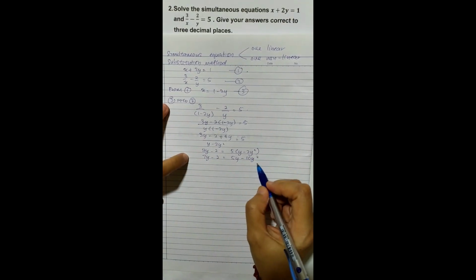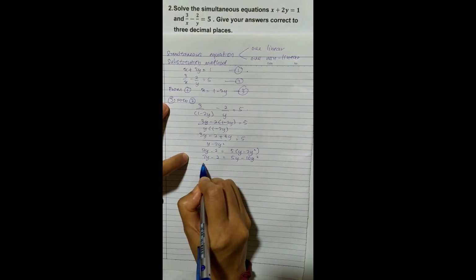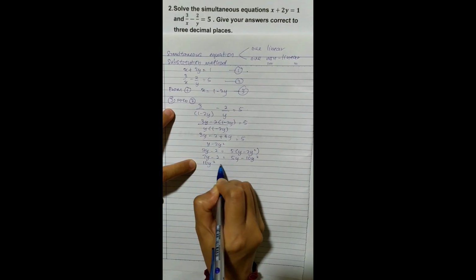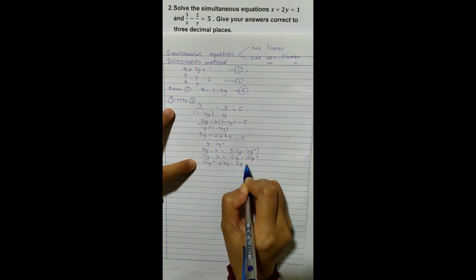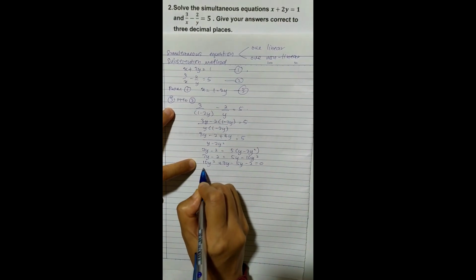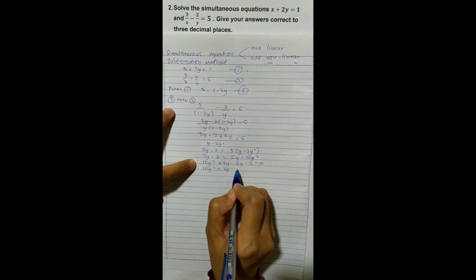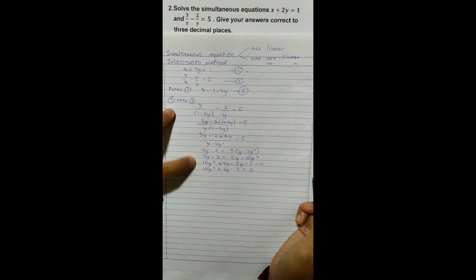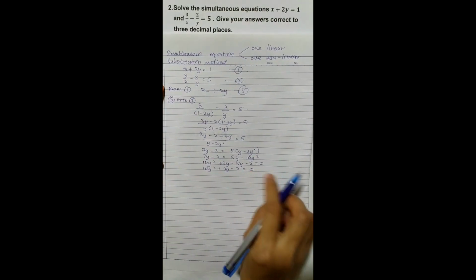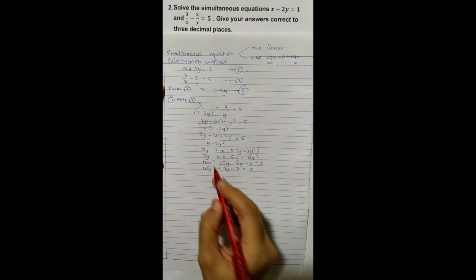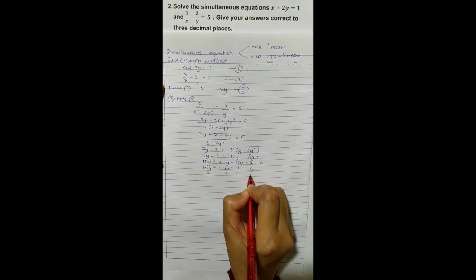So this is a quadratic equation. We have to express it in general form. So we get here 10y squared plus 7y minus 5y minus 2 equals 0. Simplify: 10y squared plus 2y minus 2 equals 0. This one we can simplify the equation, so we can divide by 2, over 2, over 2, over 2.